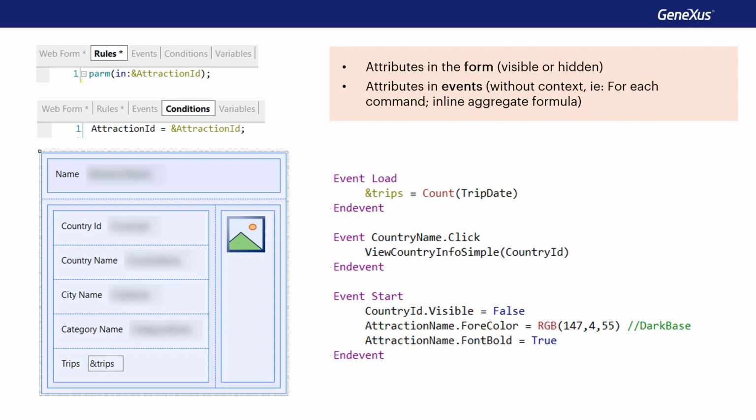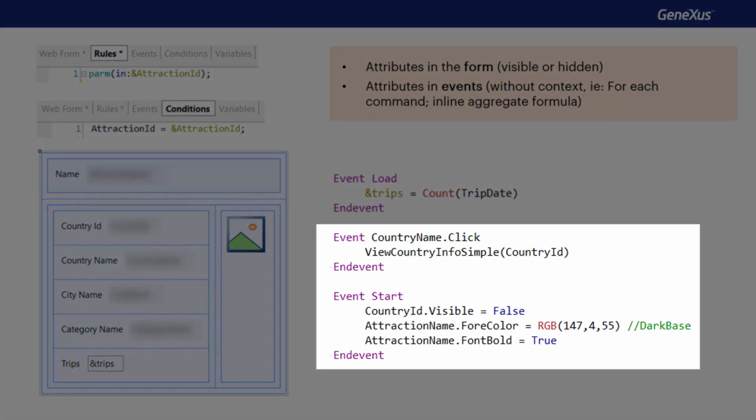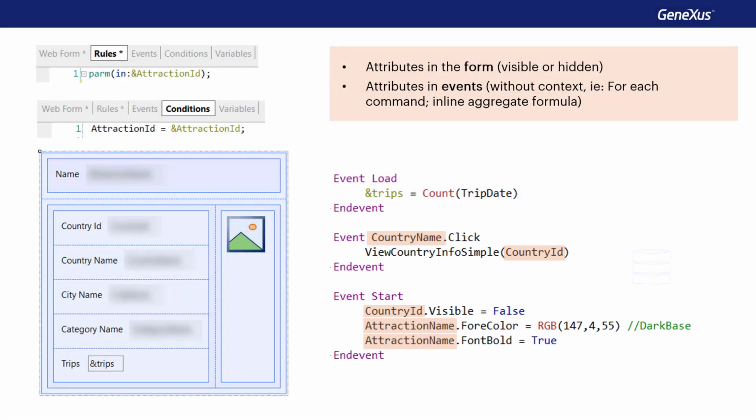However, the situation of the other two events we see is different, because there are attributes appearing without any other context to explain them, except that it's assumed that there is a base table, and that is its context. They're not within inline formulas, neither within a for each command, nor any other structure that establishes a context for them. They will be attributes of the extended table of the web panel's base table.